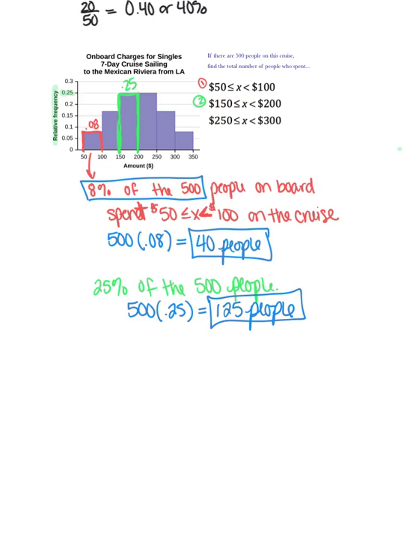Now the last question, the third one. How many people spent between $250 and $300? So I'm looking at this bin right here. That looks to be about 0.17 units high. So I'm going to say 17% of the 500 people. So when I'm calculating that, I'm going to take 500 times the 0.17, and I'm going to get 85 total people.